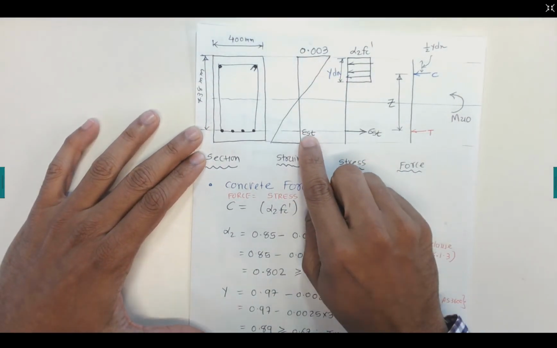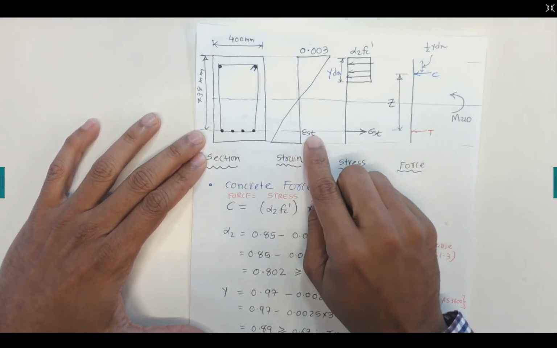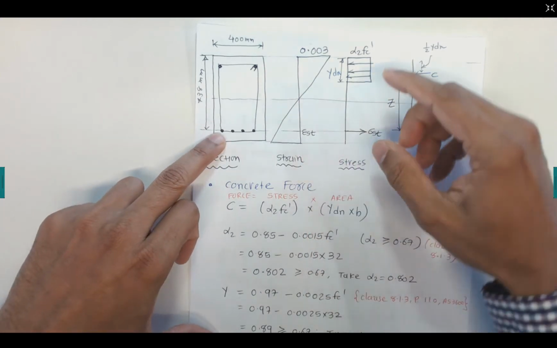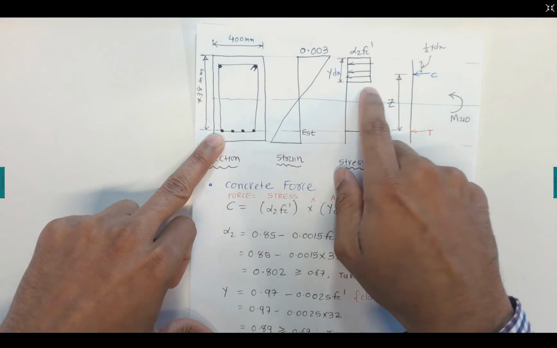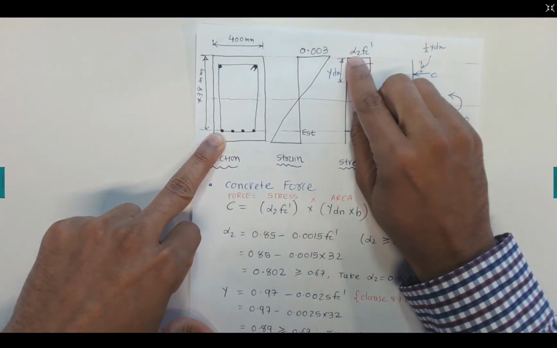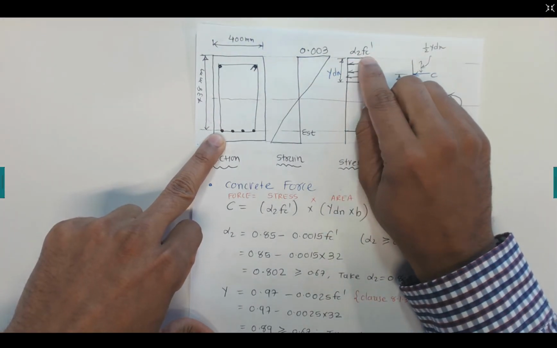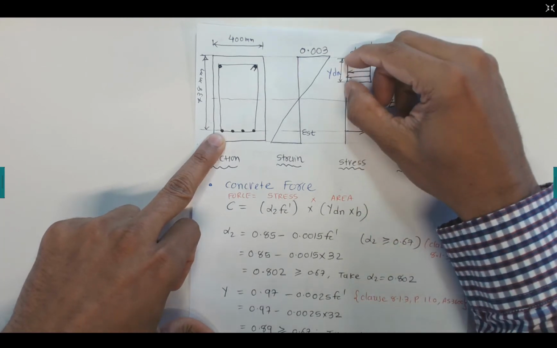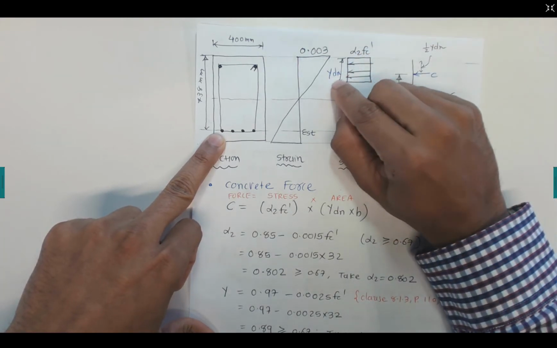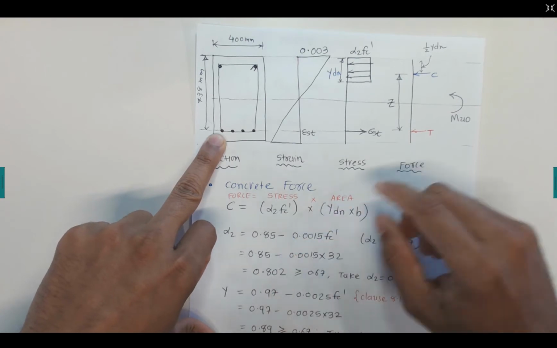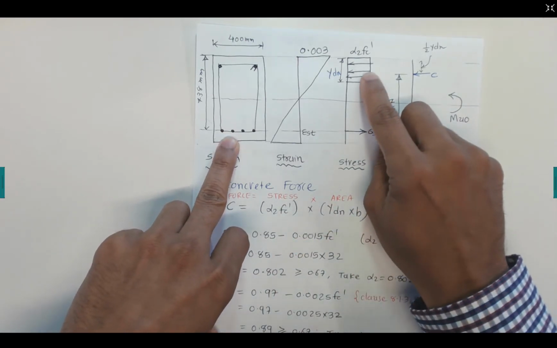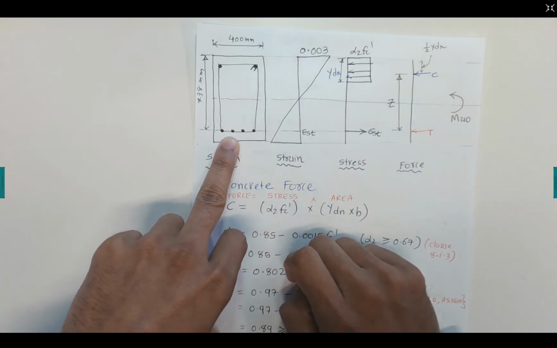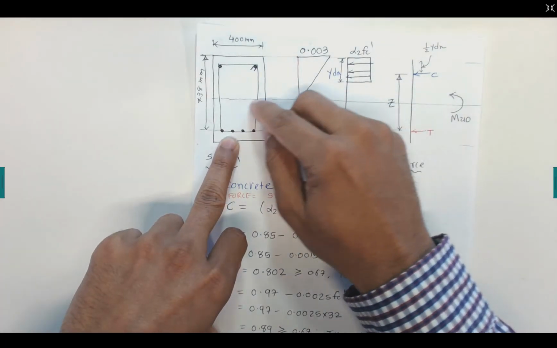And then this is the strain in the tension steel. Now we discuss the stress distribution of the concrete. The maximum stress in this distribution is alpha 2 fc dash, and the depth of this stress distribution is gamma dn. And these are the tensile stress in the steel, and these are the compression stress in the concrete. Please note, this is the neutral axis.